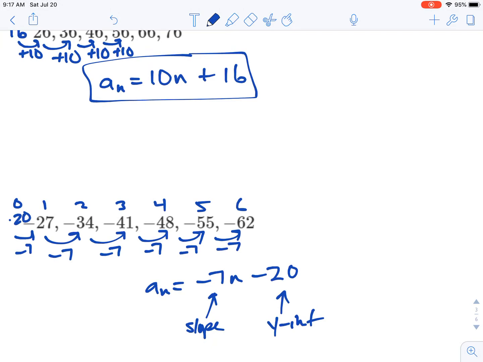And that's how we write an explicit sequence formula for an arithmetic sequence that we're given.